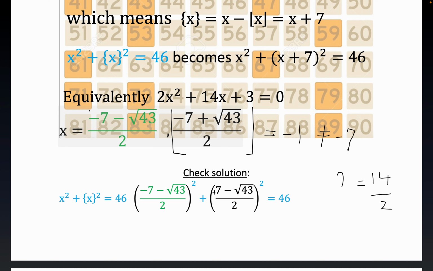x equals this value here. It is the only negative solution. And this is the check, albeit I didn't show you a lot of the work, but anyway, this is the solution, ladies and gentlemen, to this original equation.